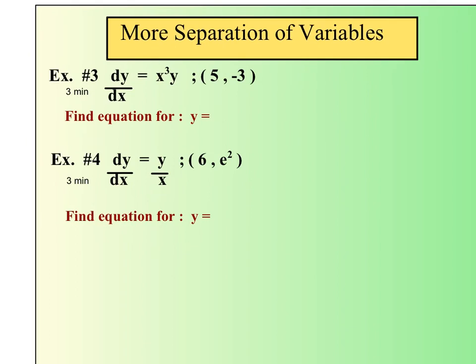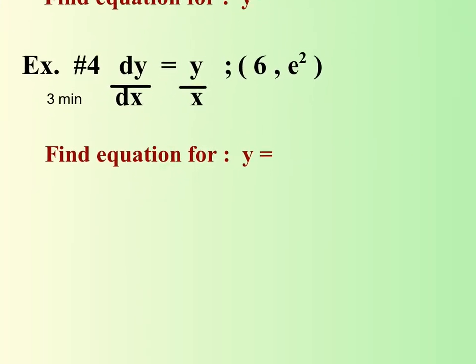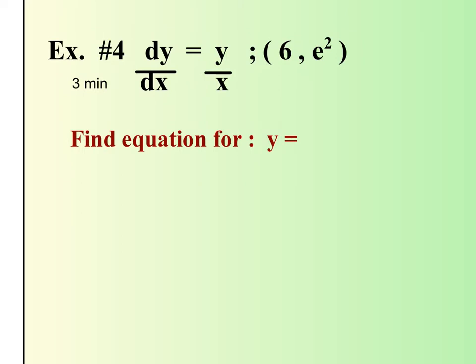Alright, more separation of variables. Now we have both x and y involved. I'm just going to pick one of these. I'm going to go with what looks to be the uglier of the two, and I'll go with number 4. So if I separate these variables, I have to divide by y and multiply by dx. So I'll get 1 over y dy equals 1 over x dx. That's why we want multiplication. We can't have addition or subtraction of two variables at all. Otherwise, we have to use a different method, which we'll get to later in the chapter.